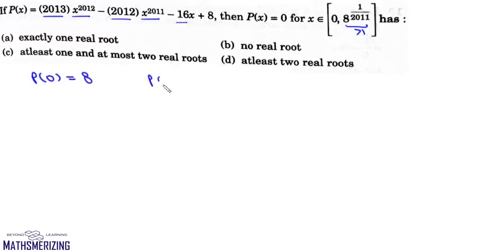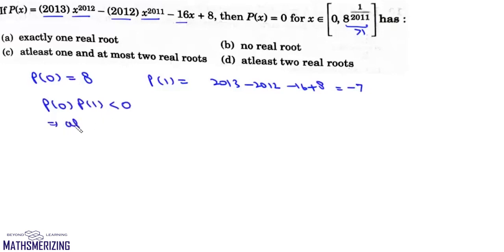Now we'll also find the value of this function at 1. So the value at 1 is 2013 minus 2012 minus 16 plus 8. So it'll be 1, 9. 9 minus 16 is minus 7. So from here we can say P(0) into P(1) is less than 0. So at least one root will lie in (0, 1).